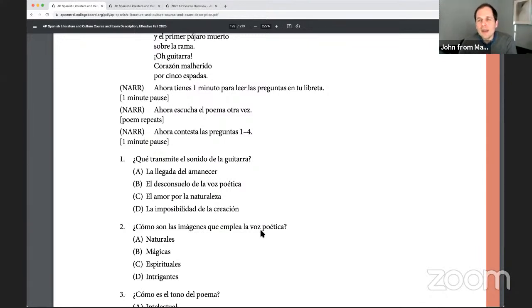creación? And what's interesting about this is the vocabulary we saw in that list earlier was so challenging and overwhelming on the far right side. This is not. La llegada del amanecer, el desconsuelo de la voz poética. These are much simpler phrases.